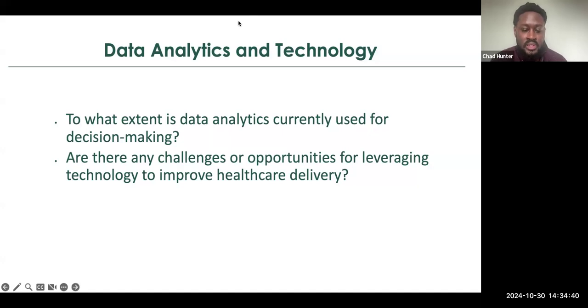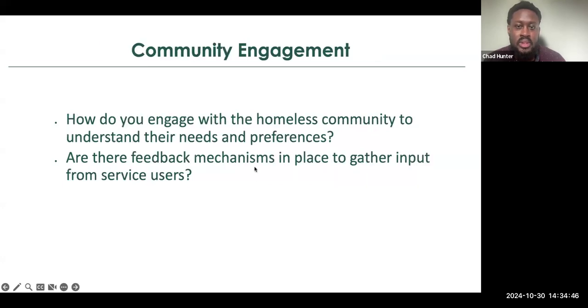Does anyone else have anything they would like to share? All right. So a few of you mentioned your community engagement, but I do have a question related to it. How do you engage with the homeless community to understand their needs and preferences, and are there feedback mechanisms in place to gather this information?